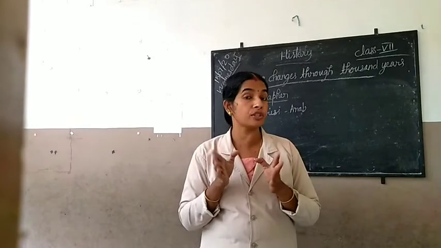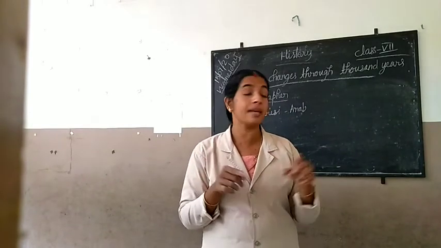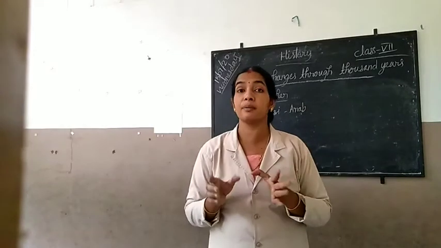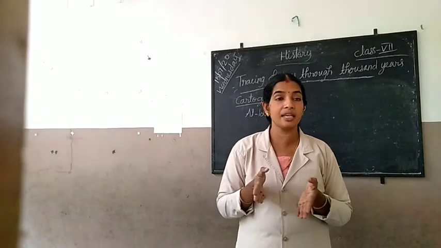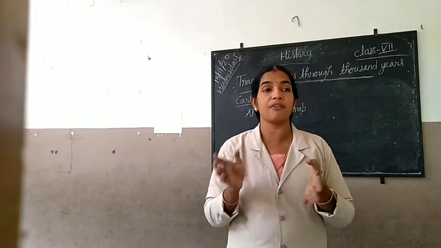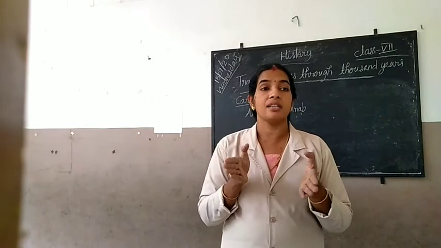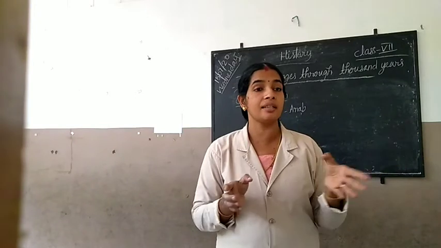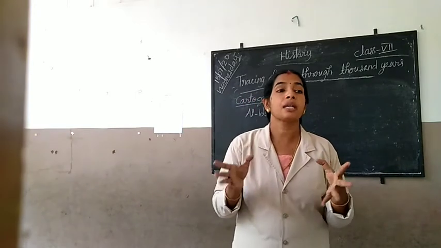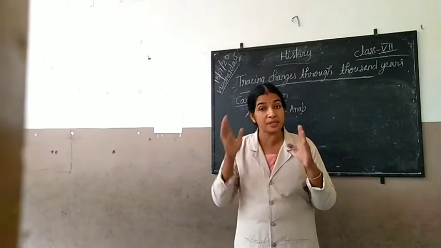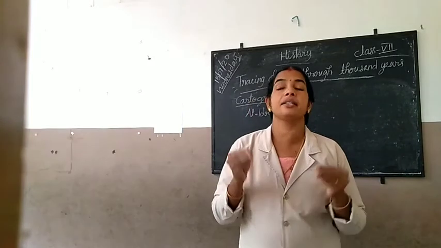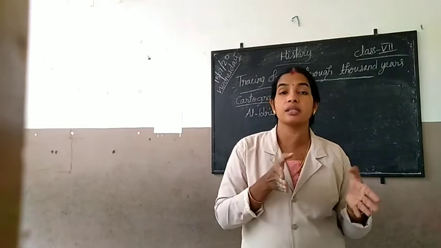One of the most famous maps was made by Al-Idrisi, an Arab geographer. Al-Idrisi was an Arab cartographer. One interesting fact about his map is that it shows North India upside down. That is the peculiarity of this map.